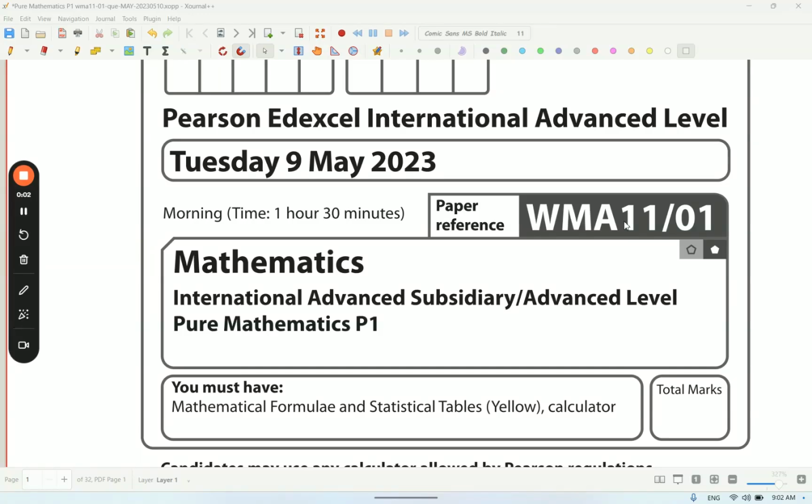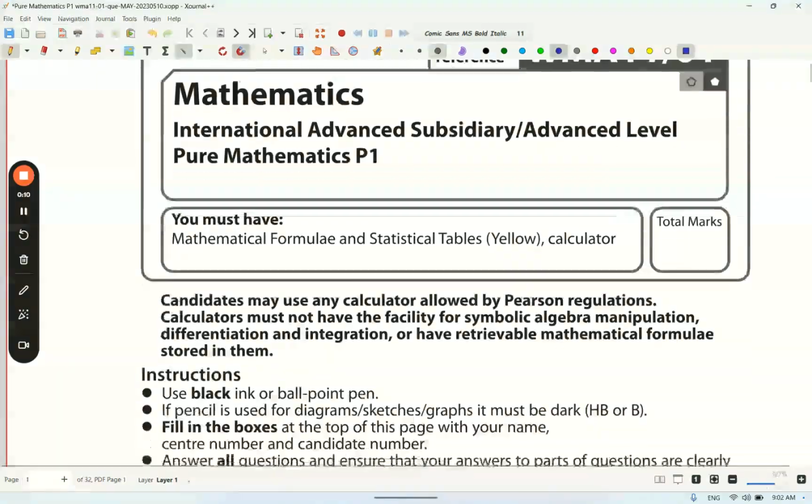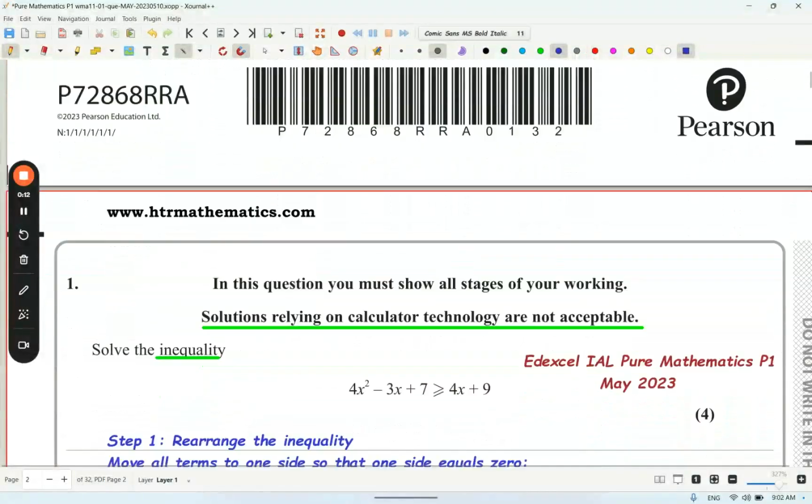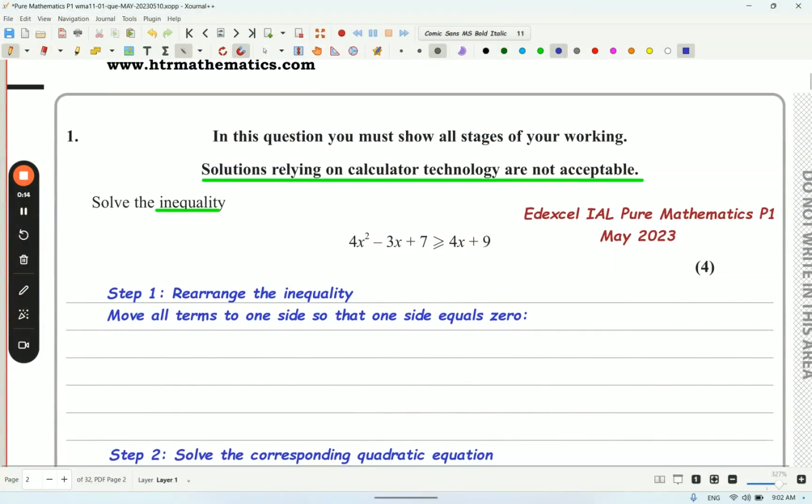Welcome again. We have Paper 1, May 2023, Edexcel. So first, the question here is talking about a given inequality and they are asking us to solve it.